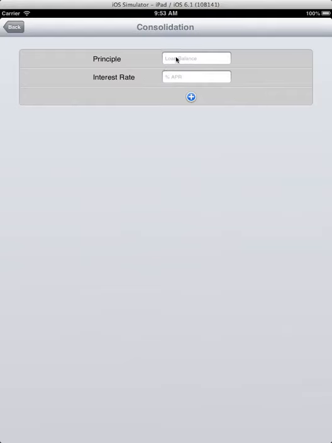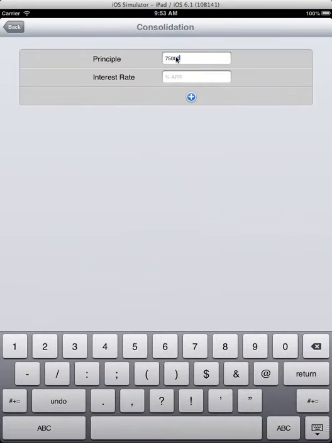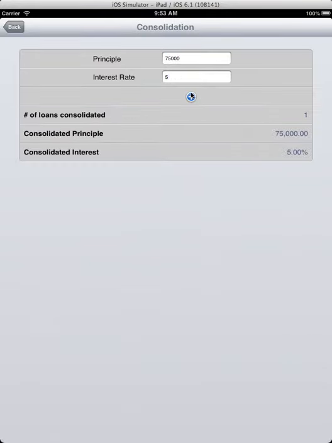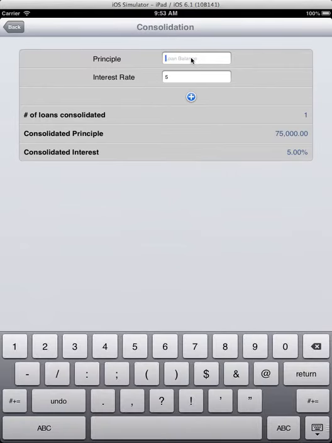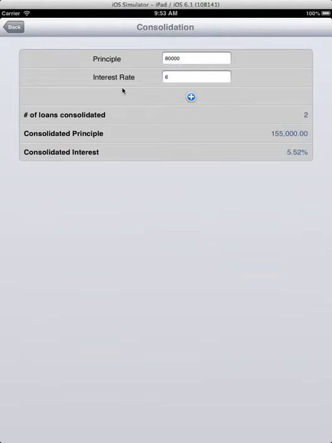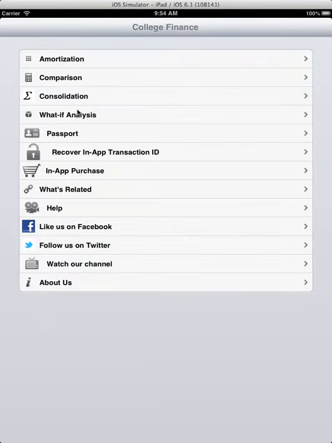Now we are interested in student loan consolidation, say 75,000 at 5% rate, and now another 80,000 at 6% interest rate. So this is the consolidated loan amount, and this is the consolidated interest rate. And now what if analysis.